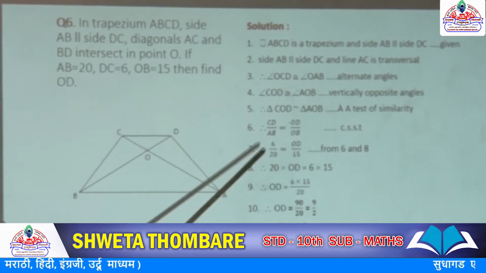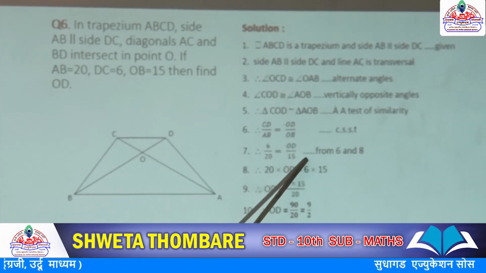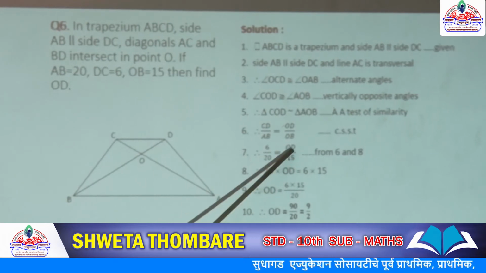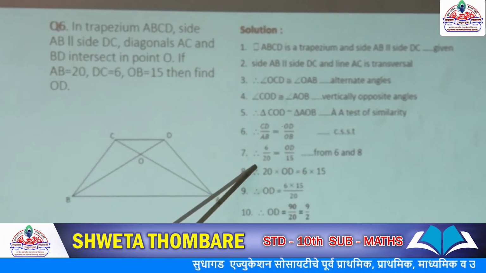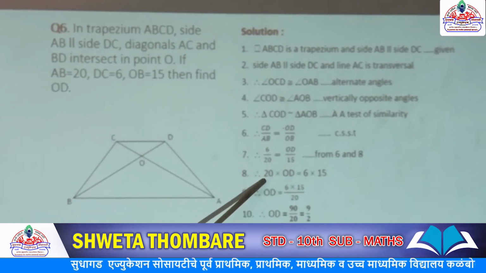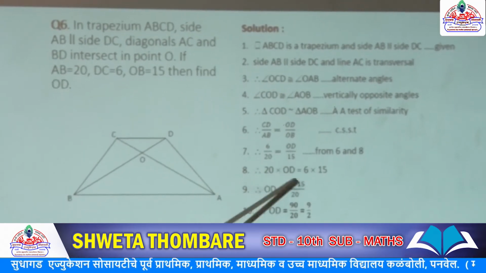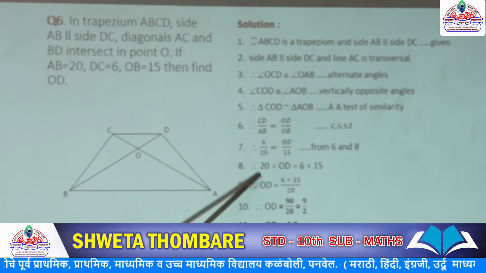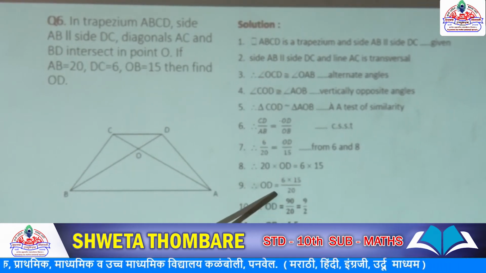Okay. So here we put the respective values. Now do the cross multiplication here to get the value of OD. Here we get the cross multiplication like this. 20 into OD is equal to 6 into 15. Now transfer this 20 to that side, that will undergo division here.